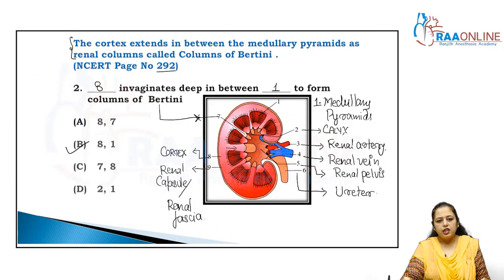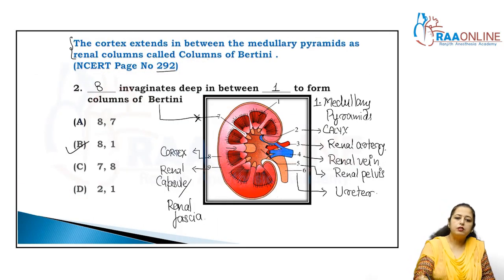Now come to the next question, that is the second question, right? Dash invaginates deep in between dash to form the renal column of Bertini. See here, as we know, first one is the medullary pyramid, second is the calyx, third is the renal artery, fourth one is the renal vein, fifth is the renal pelvis, sixth is the ureter, right? Ninth is the renal capsule or the renal fascia. Eighth one is the cortex, and seventh one is the column of Bertini, that renal column of Bertini, right?